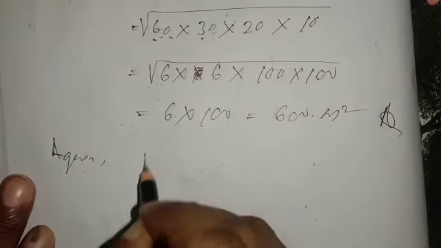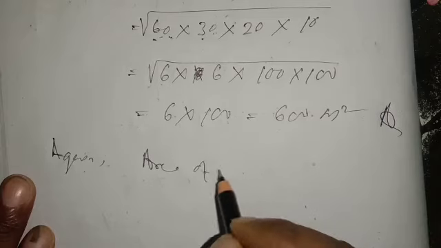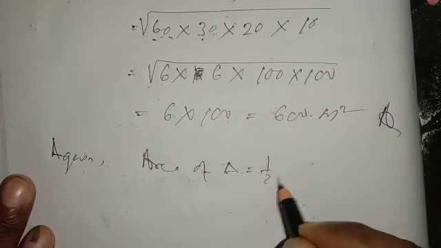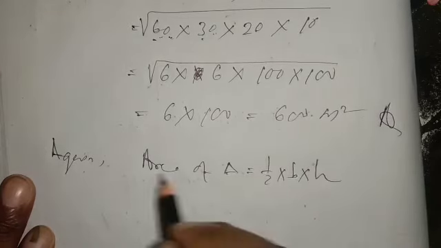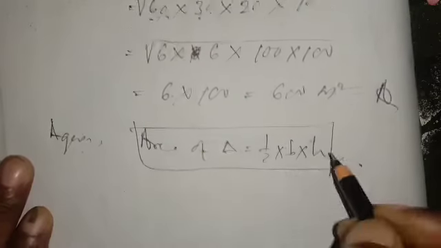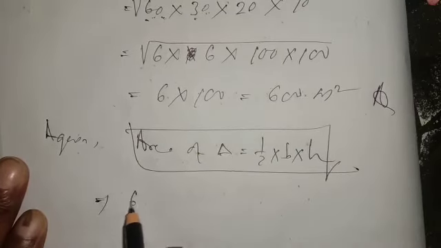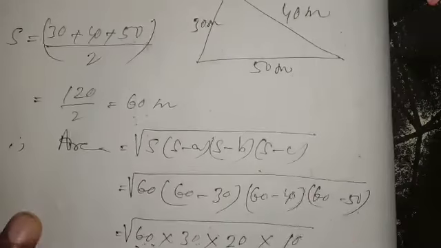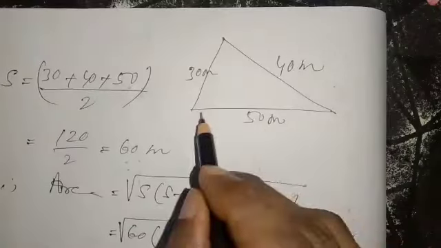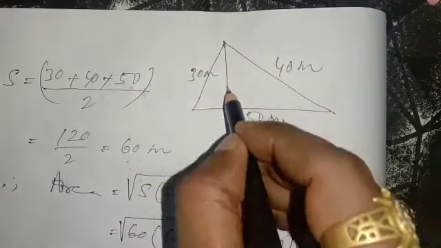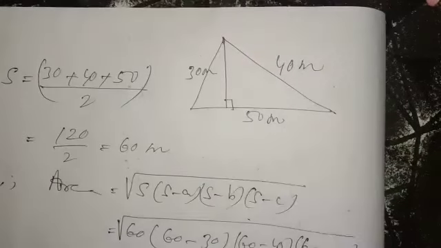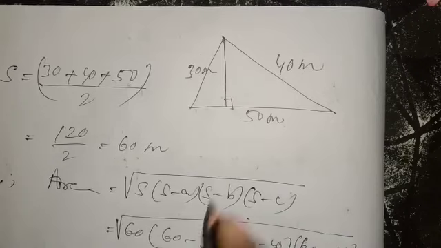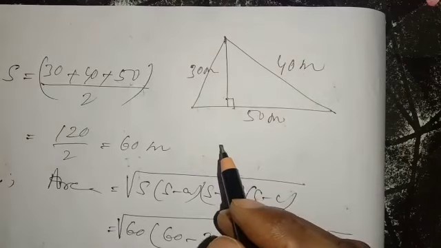Again, what is the area of triangle formula? Half base into height. How much did you get for area? You got 600 meter square. For half base, you have to take the largest side as base, that is 50 meter. What is the altitude you have to find out? As for the second part of the question, you have to find the altitude of the triangle on the largest side.